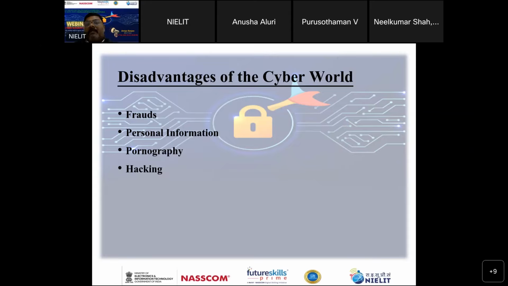These frauds became cyber frauds, which each and every day we read in the newspaper or come to know about. Regarding bank frauds, cyber bullying, and these things, we'll discuss them later. So these are different types of frauds which we are facing in today's scenario: theft of our personal information, pornography, which is a major crime nowadays, hacking and stealing of our information.